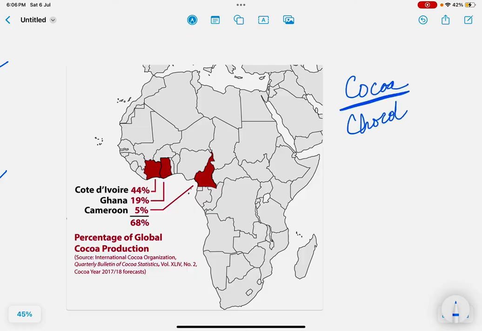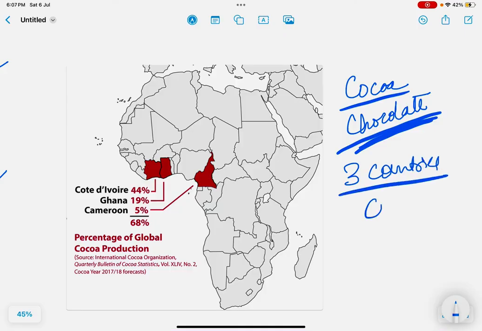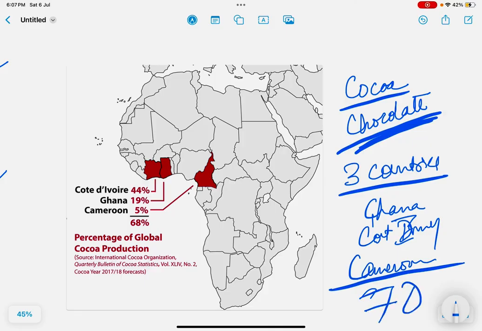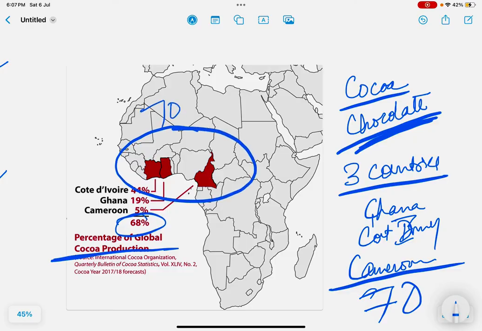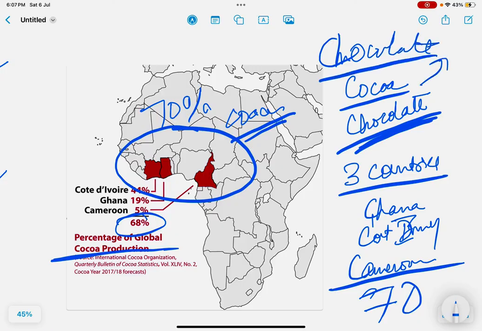Then another map, and the last map for today, that is cocoa, chocolate production, cocoa production. So these three countries of Africa, that is Ghana, Cote d'Ivoire, and Cameroon, have almost 68 to 70% of global cocoa production. Cocoa is used to make chocolate.